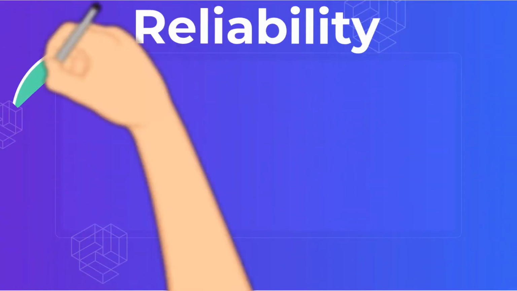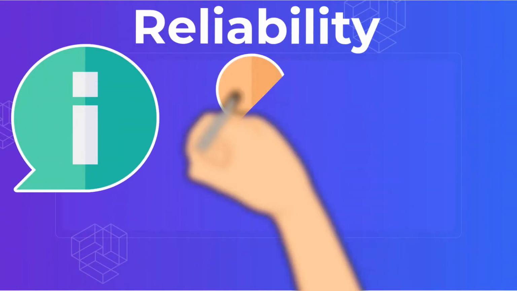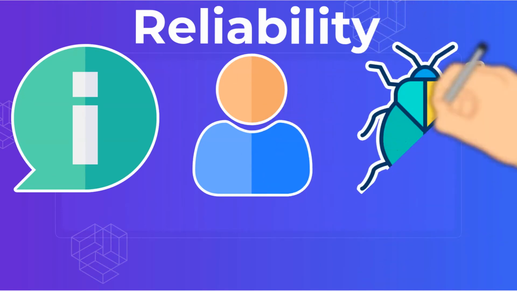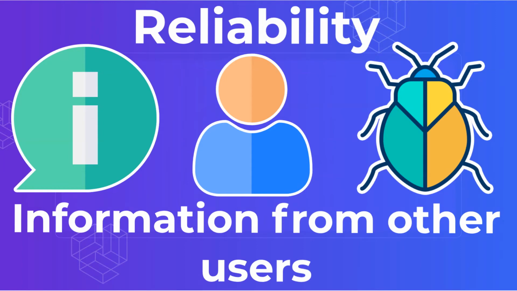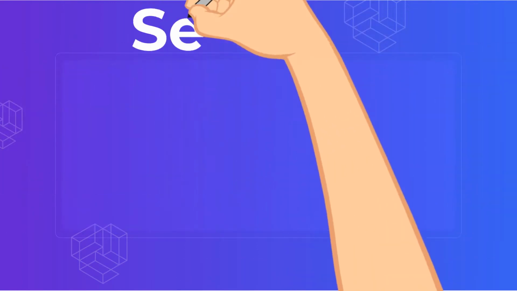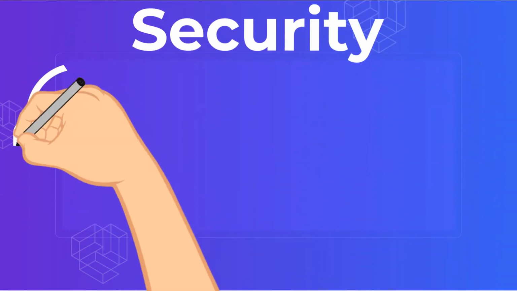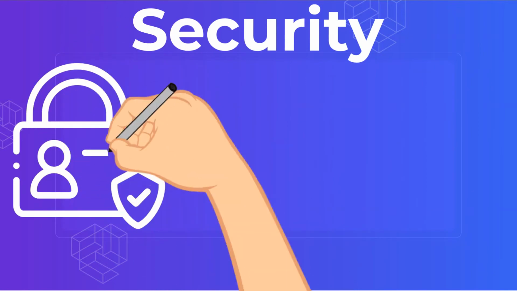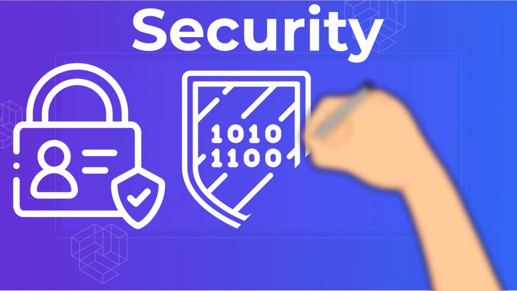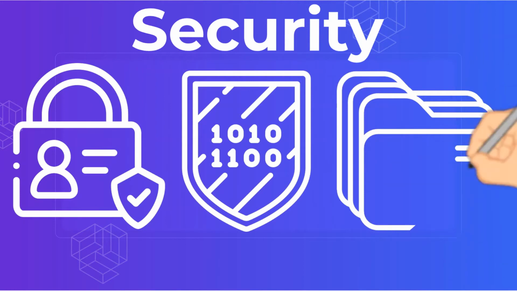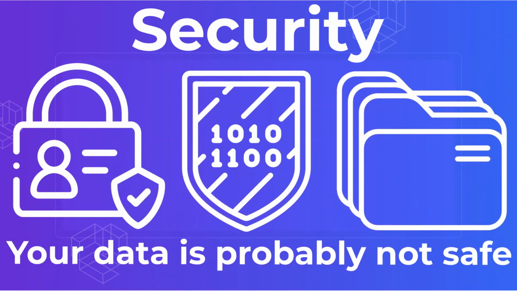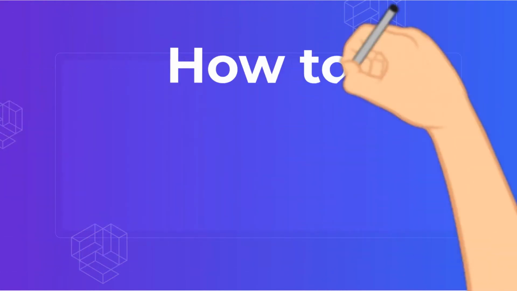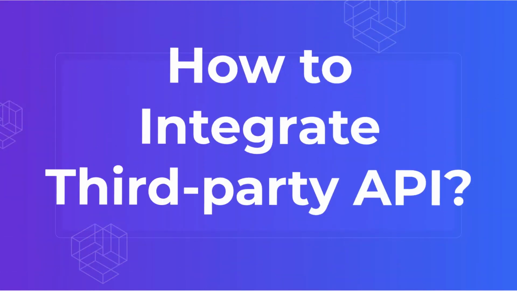Reliability. This is information gotten from other users who have tried the API. One that is frequently buggy on other platforms would probably not work well on yours too. Security. When you use APIs from a third party, you are inevitably sharing data with that provider. Hence, if the provider does not have high-level security and data encryption enabled, your data is probably not safe using that product.